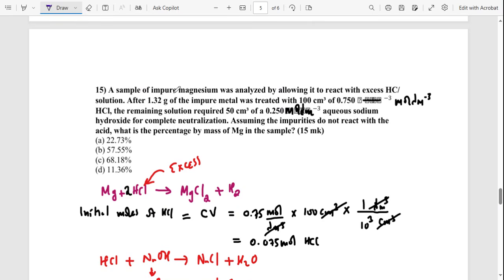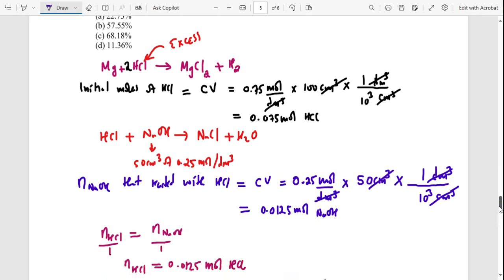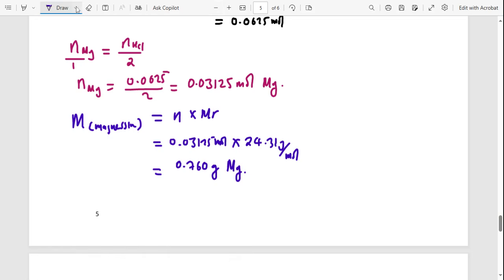But remember, magnesium was impure, and we know the mass that was actually reacting. So we had 1.32 grams of impure metal. But remember, this was impure. The question is, what is the percentage by mass of magnesium that is in the sample? So I want to find the percentage purity, or the percentage of magnesium in the metal. So percentage of magnesium is going to be the pure magnesium divided by the amount of impure metal, and then you multiply that by 100%.